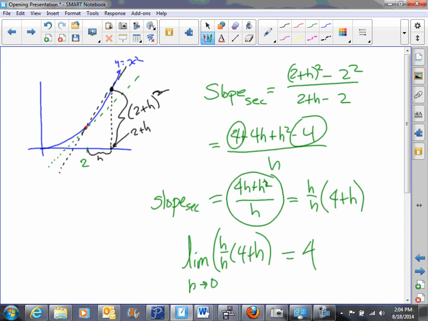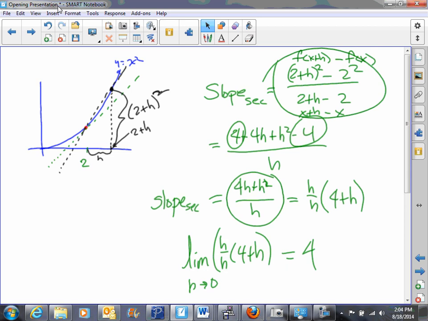Now, you probably recall that this expression right here is what was called in Algebra 2 the difference quotient. f of x plus h minus f of x over x plus h minus x, or a lot of times in the denominator they just wrote h. And that's because the expression for the slope of the secant line as h approaches 0 becomes the definition of the slope of the tangent line.